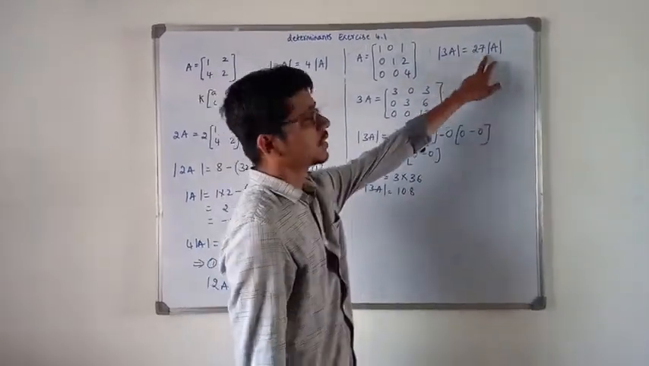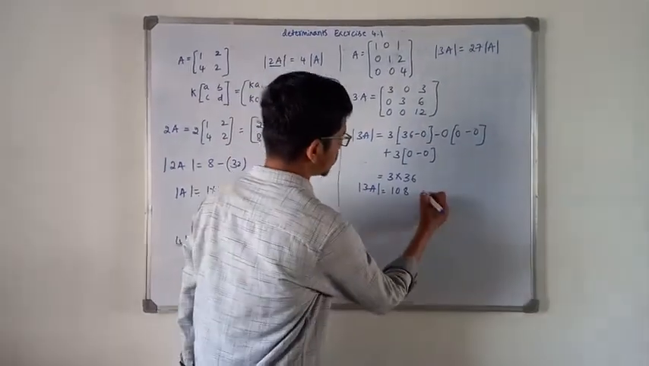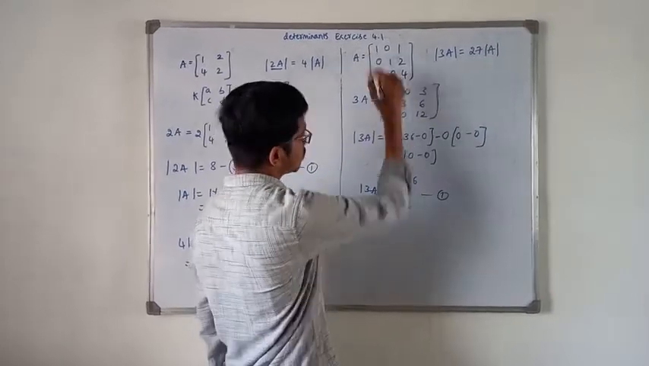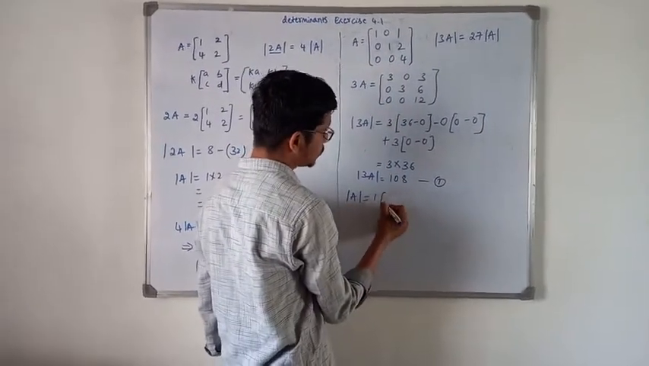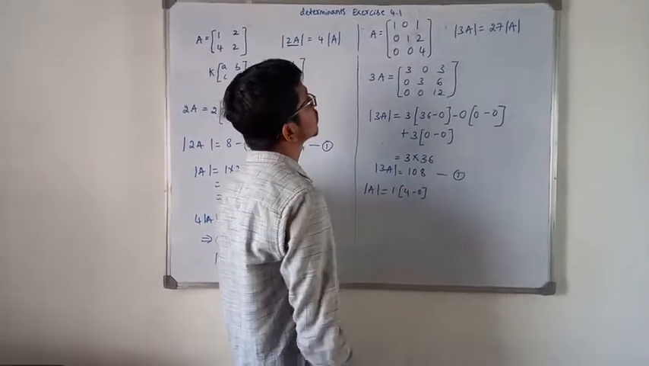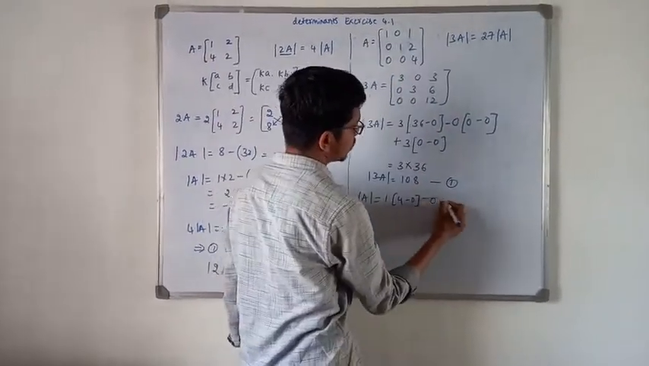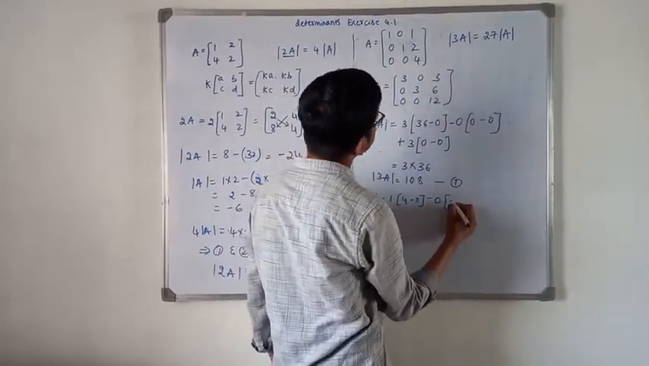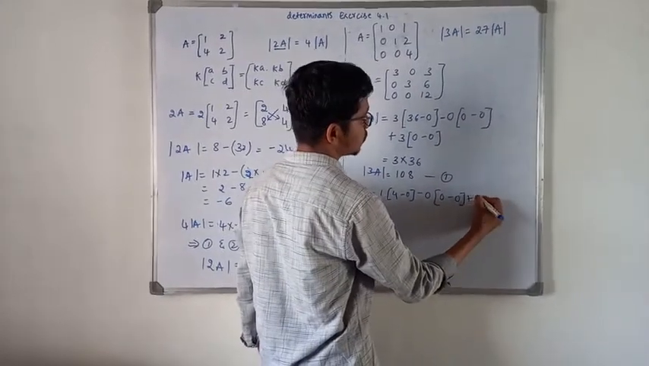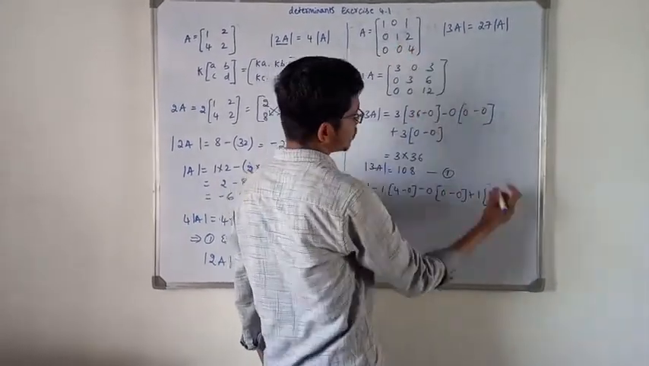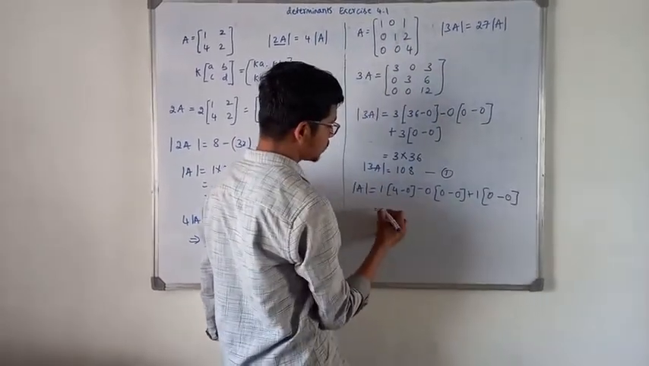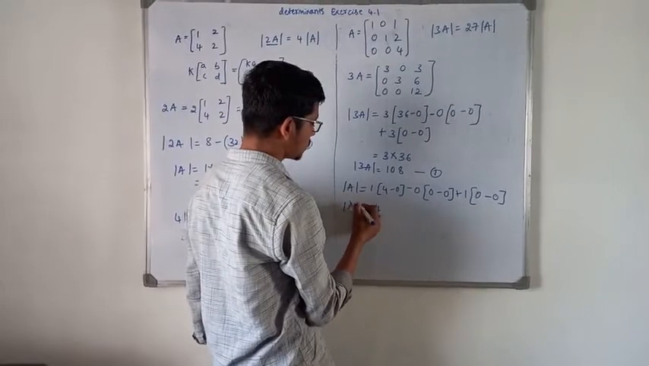Call it as equation 1. We can calculate the determinant of A here. Determinant of A must be equal to the original matrix, 1 into 4 is 4 minus 0, minus 0 into 4 is 0, minus 2 into 0 is 0, plus 1 into 0 into 0 is 0, minus 1 into 0 is 0. This is equal to 4. Determinant of A is equal to 4.